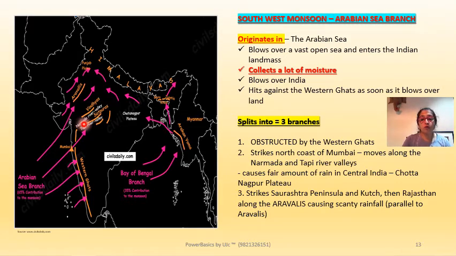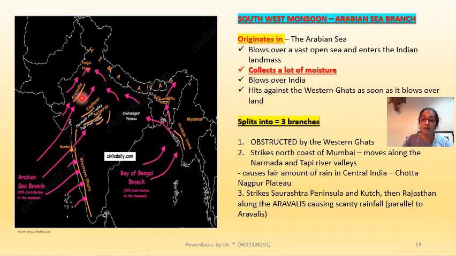It causes a fair amount of rain in the Chota Nagpur plateau in central India. Then it strikes the Saurashtra peninsula and Kutch, and then Rajasthan. So it comes here. This is the Saurashtra peninsula, Kutch. This is Kutch, Rann of Kutch, and into Rajasthan.